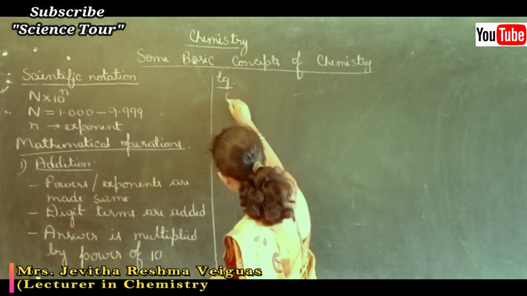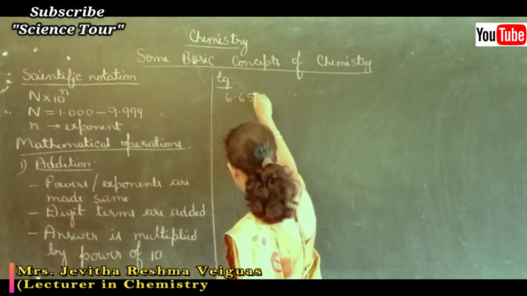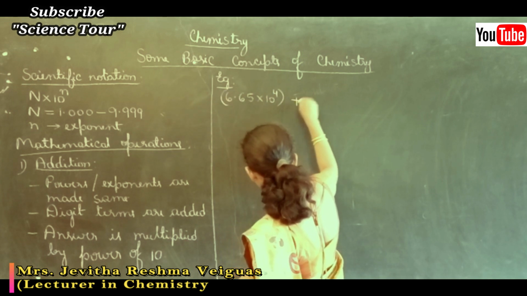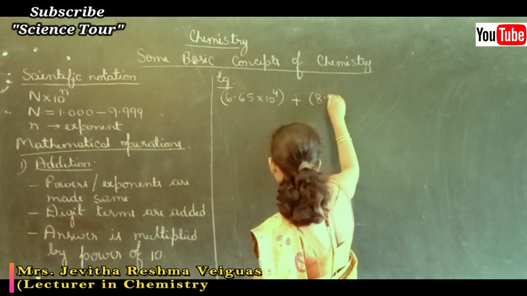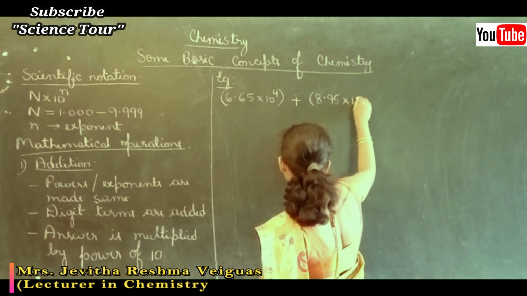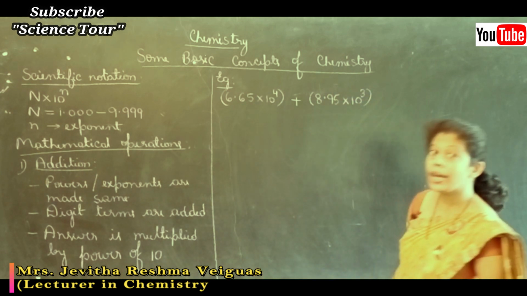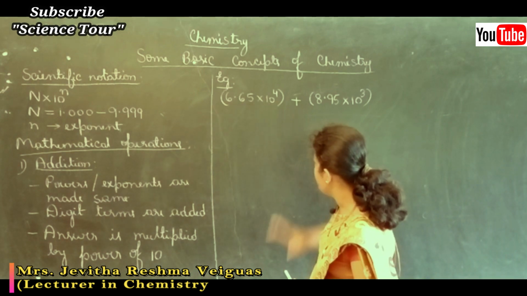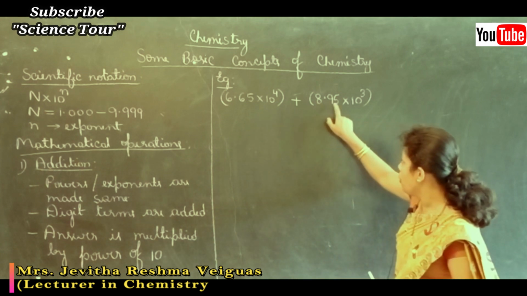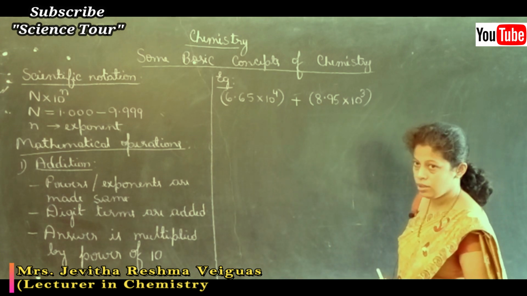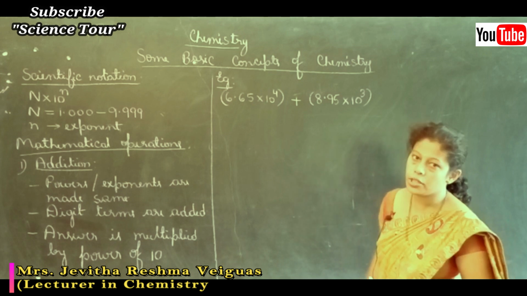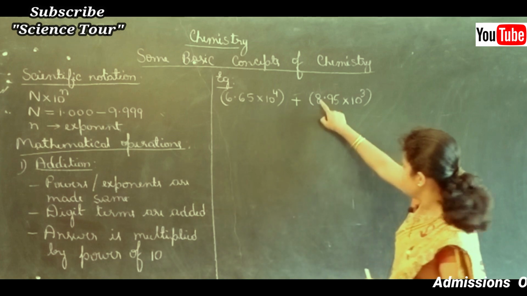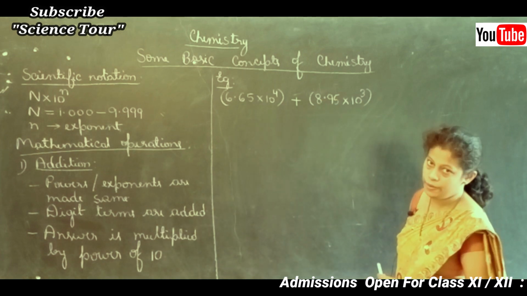Number given is 6.65 into 10 to the power 4 plus 8.95 into 10 to the power 3. Look at this number. The first number is 6.65 into 10 to the power 4. Second one is 8.95 into 10 to the power 3. Here there are two digit terms. One is 6.65, another one is 8.95.